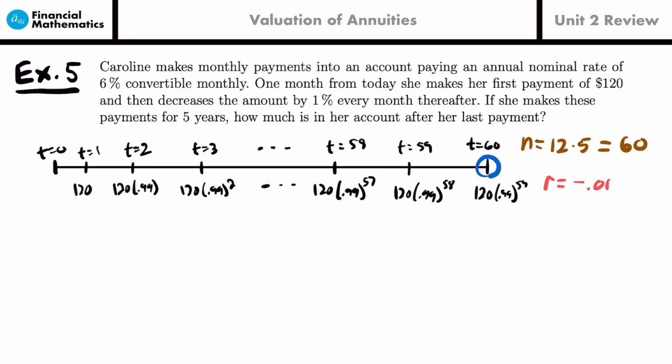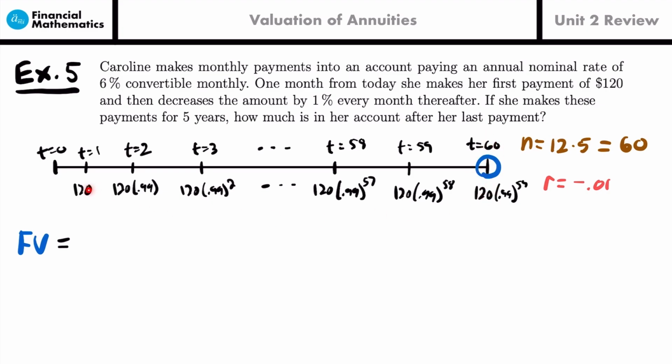So I'm going to circle time 60. That's our valuation date. That's where we want to value everything. That's where the future value is valued. So that's what we want to calculate here. And so we can actually start our 4-step process now for calculating a geometric annuity. What we want to do is value all of these payments at the valuation date at time 60.